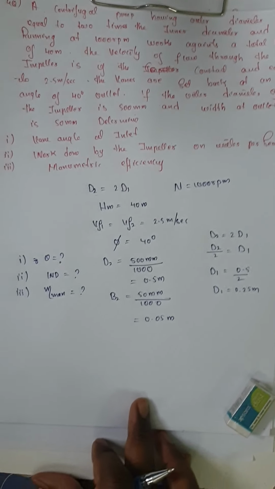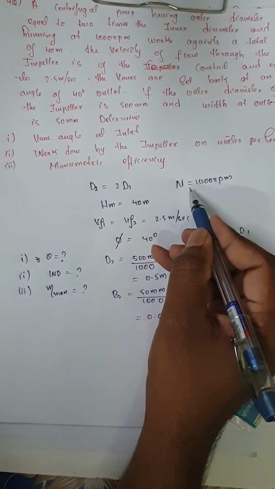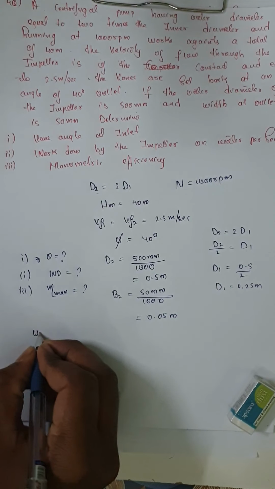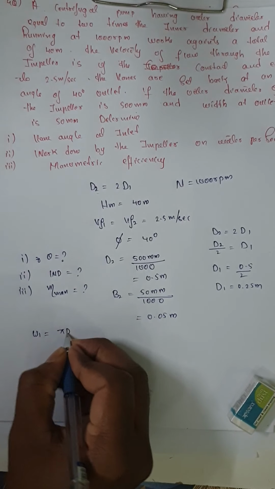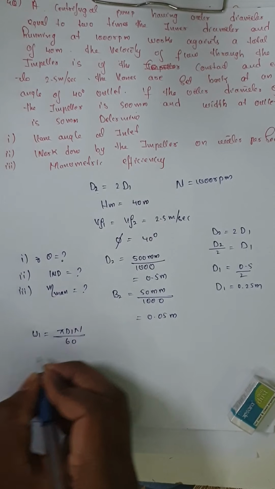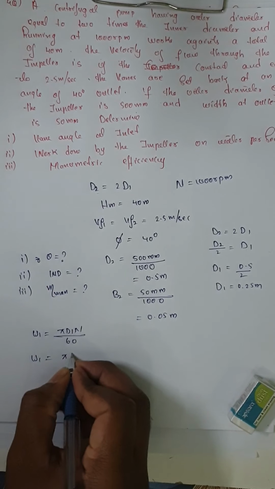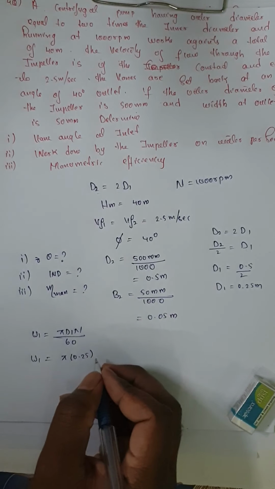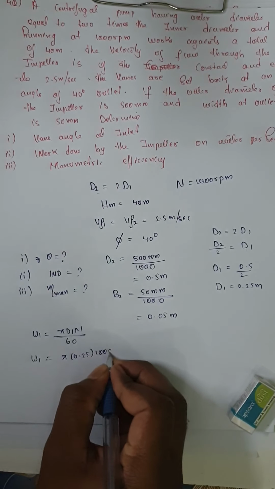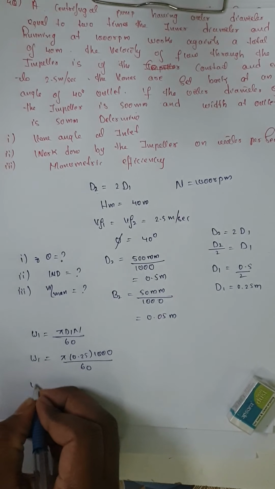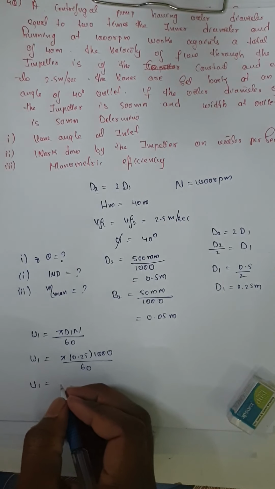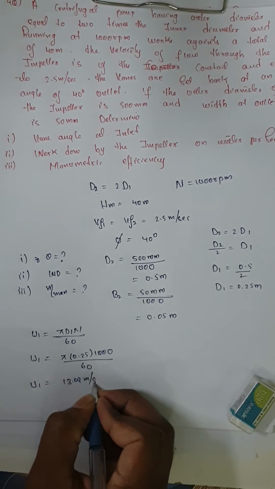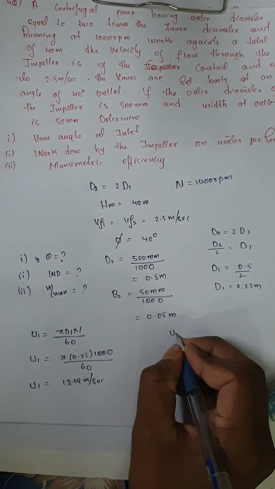Easily you can find out u1 and u2. In your question, N is given, D1 is given and D2 is given. So better to find out u1 first. u1 is equal to pi D1 N by 60. So u1 is equal to pi, D1 value is 0.25, N value is given, it is 1000 by 60. If you solve this, you will get the value of u1 as 13.09 meter per second.